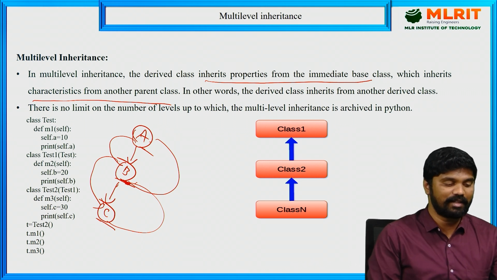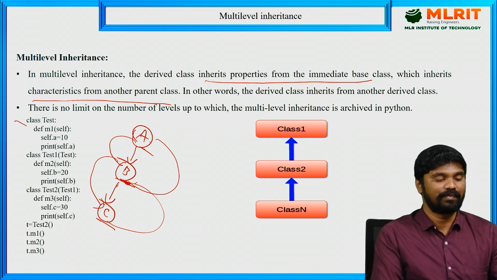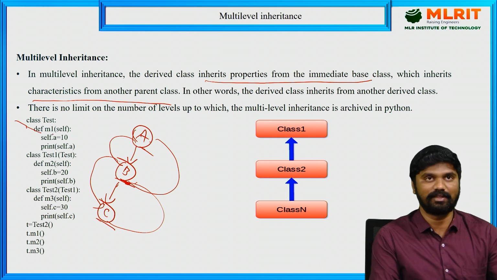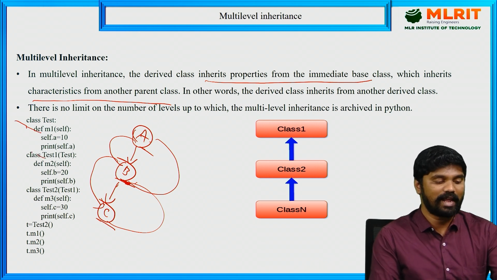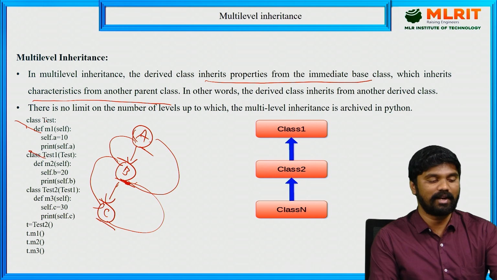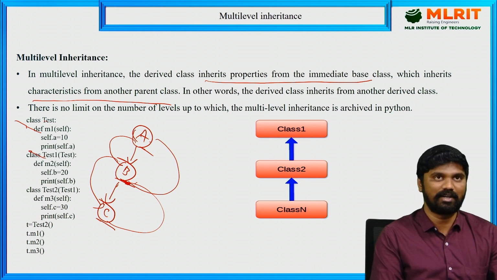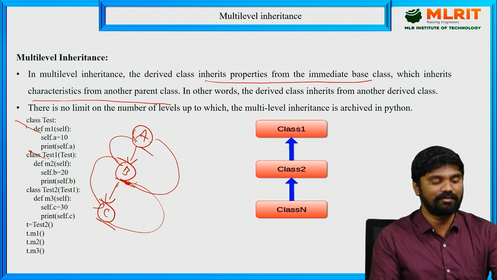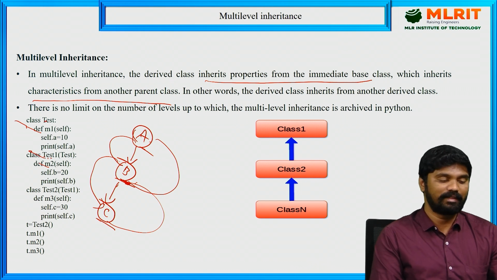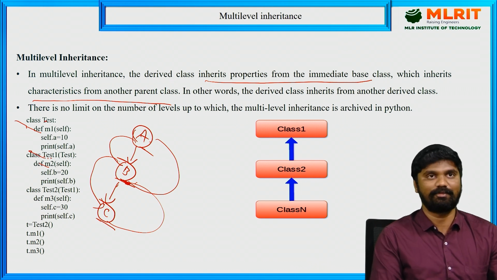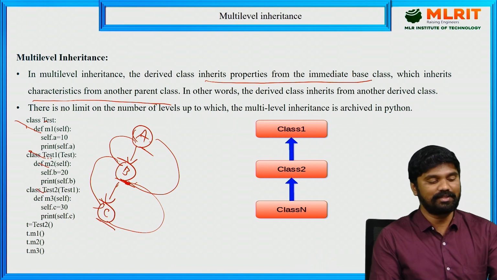So let me show an example. This is a class test. Now the M1 method, as usual, is an instance method. Now class test1. This class test1 and class test are making a parent-child relationship. That means test1 is the child class and test is the parent class. In the child class, the M2 method is also there, and that is an instance method. Through this instance method we define the variable B. Next, the test2 class, and this test2 class is the child class of test1.